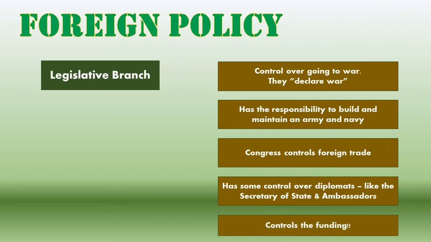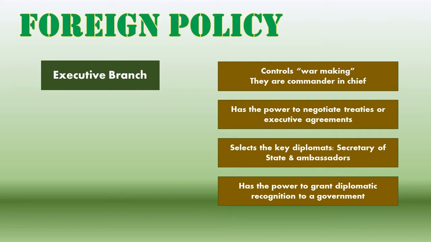So, what does the legislative branch do? This will be a little bit of a review here, but these are the powers of Congress, right? Remember, Congress declares war. They control when the country goes to war. At least they used to. Congress has the responsibility to build and maintain the Army and Navy. Only Congress controls foreign trade. Congress has to approve the diplomats. They get approval over the Secretary of State and the ambassadors. And then, never forget, most important down there, Congress controls the funding for everything, and that includes funding for foreign policy projects.